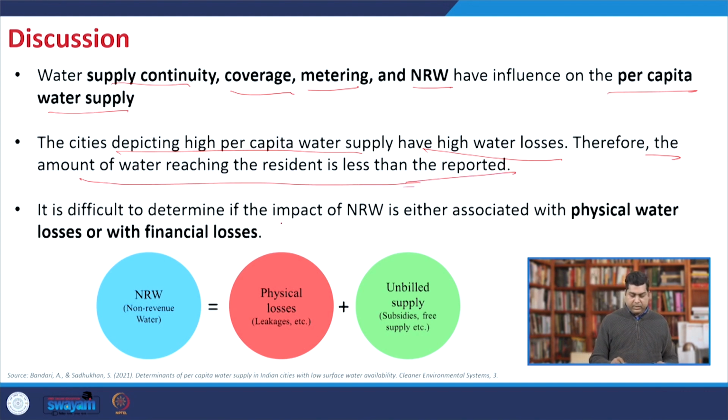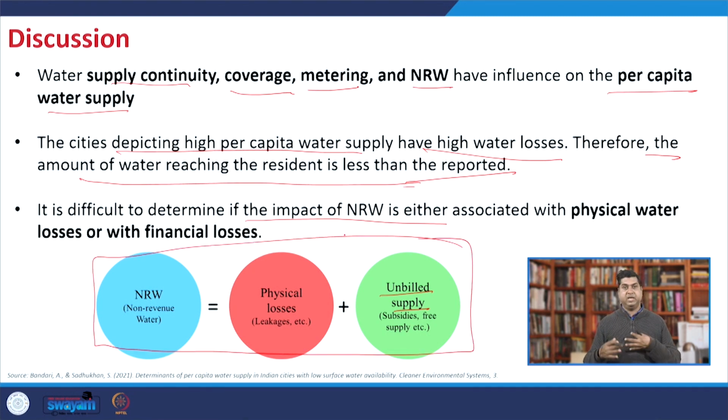It is difficult to determine if the impact of NRW is associated with physical water losses or financial losses, because it is a total loss. So NRW, non-revenue water, can be physical losses through leakage, or sometimes people are stealing water in between, or else it is unbilled supply, where there are some subsidies or free supply, so it is not making any revenue, there are no water charges, etcetera. So altogether, you can even read about this.